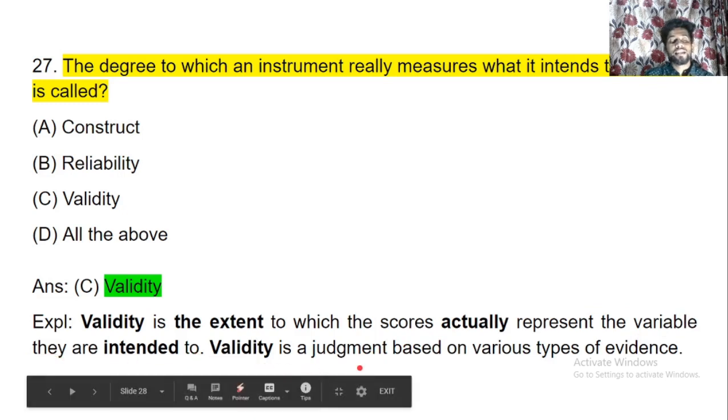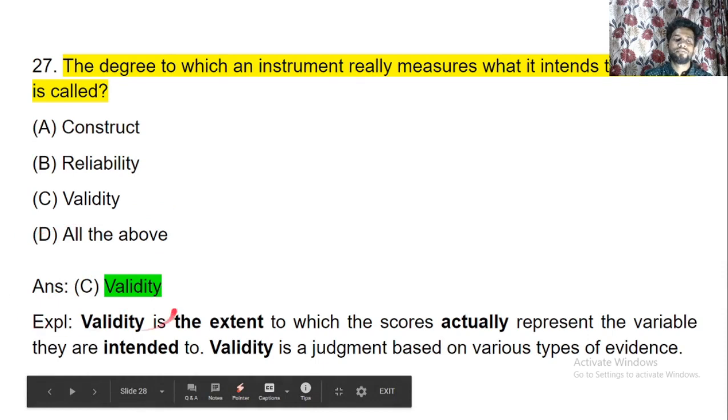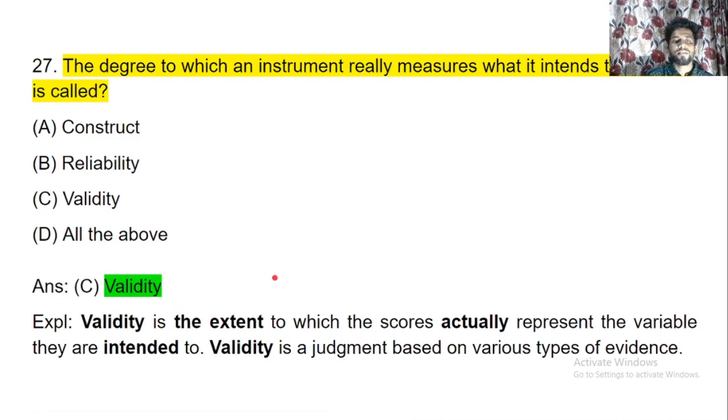Validity is a judgment based on various types of evidence. So validity is one of the most important measures in research, and in any degree of instrumental testing. So it's a judgment based on various types of evidence.